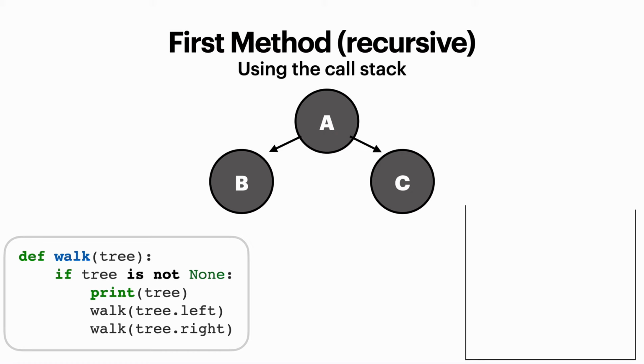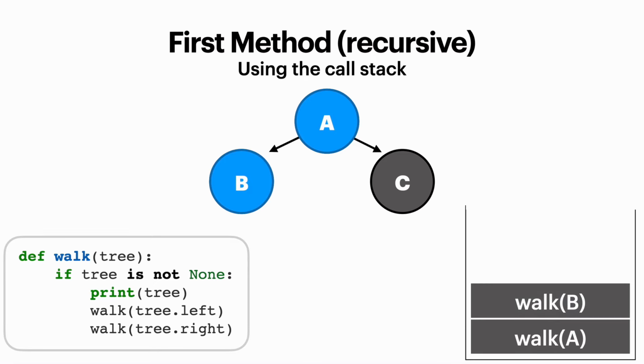So if I run this depth-first search here, first we call walk and we pass in the node A. So here on the right hand side is our call stack. Then the first thing we do is print out A. Then we call walk tree.left. So we visit A's left node, which is B. So we call walk on B, and the first thing we'll do is print B.